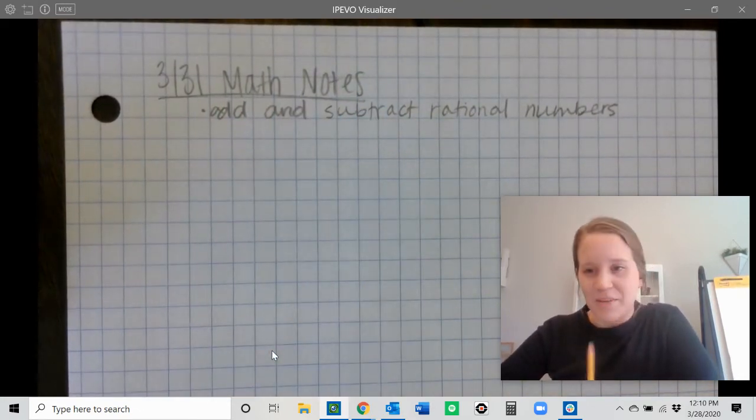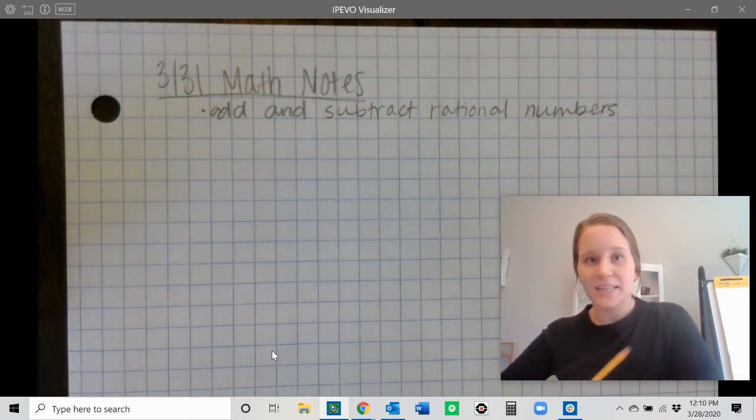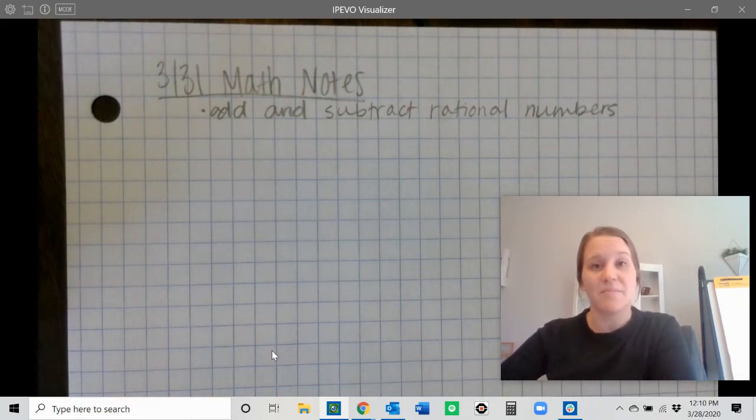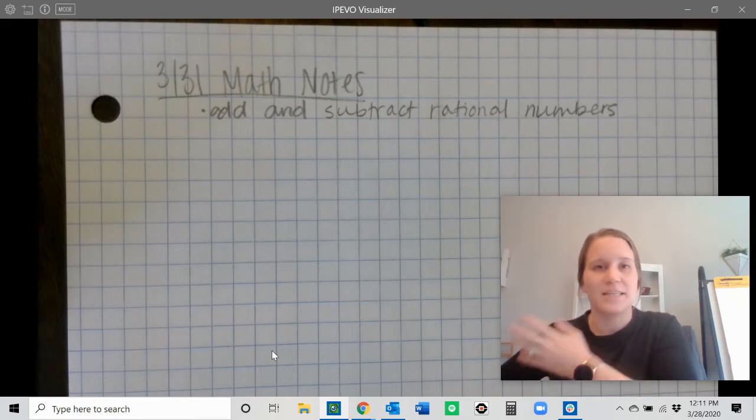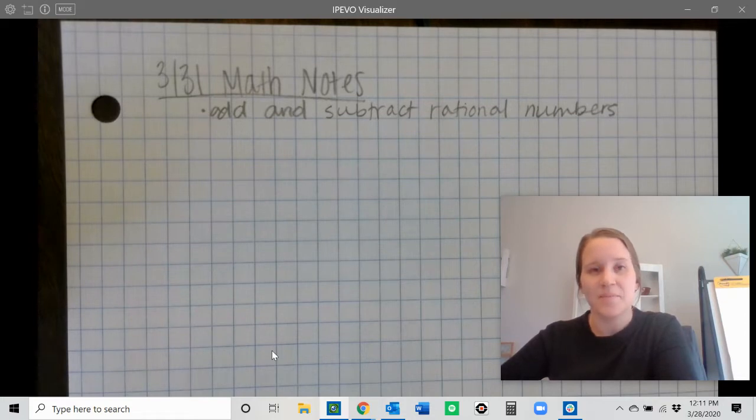So we need to start by first defining what is a rational number. A rational number is any number that could be written as a fraction. So for example, 1/2 is a rational number because you can write it as a fraction, 1/2. Also, the number 6 is a rational number because you could write it as a fraction, 6/1. Now, it's not common to write 6 as a fraction. We often just write it as a whole number, but if you can write it as a fraction, then it is a rational number.